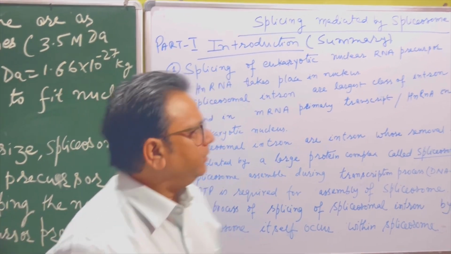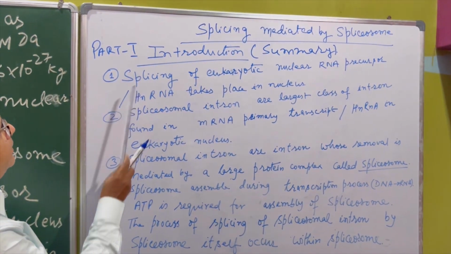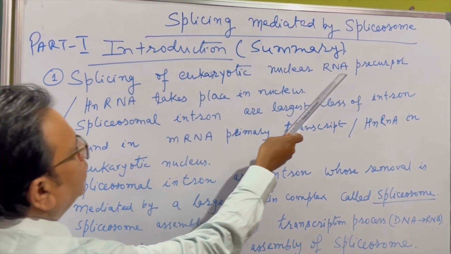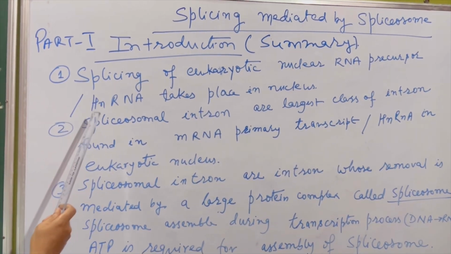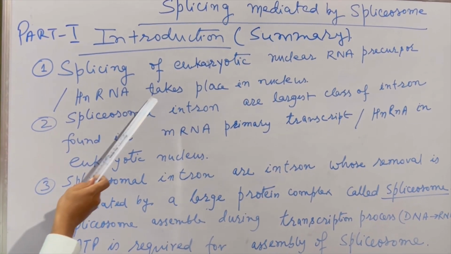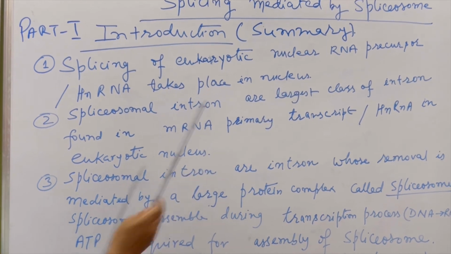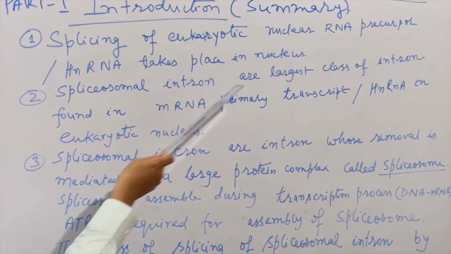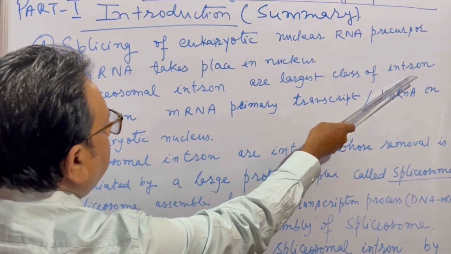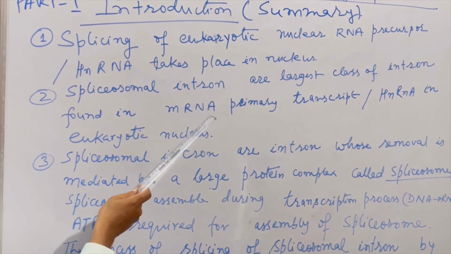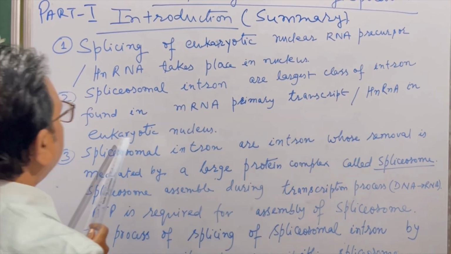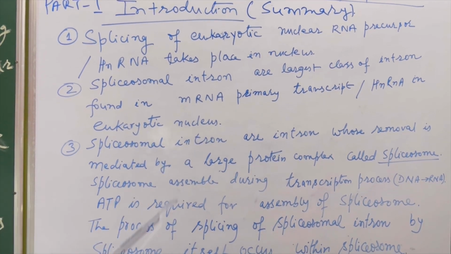First point, here it is. You can see splicing of eukaryotic nuclear RNA precursor, or heterogeneous RNA, takes place in the nucleus. Point number 2, spliceosomal introns are the largest class of introns found in mRNA primary transcript or hnRNA in the eukaryotic nucleus.